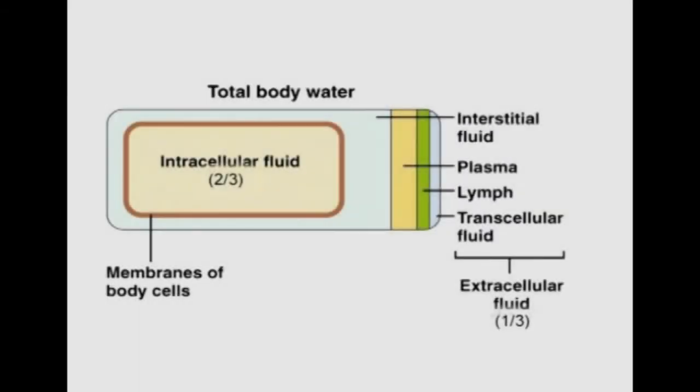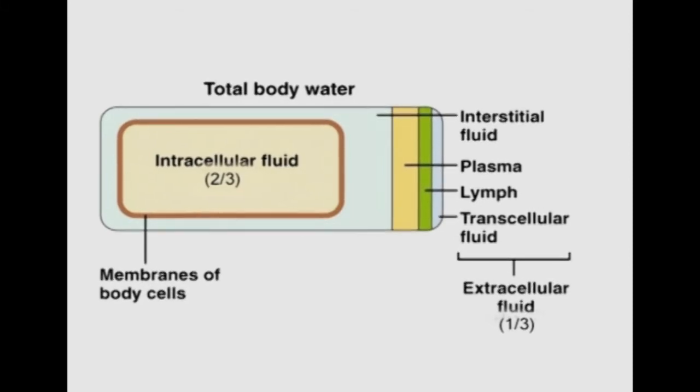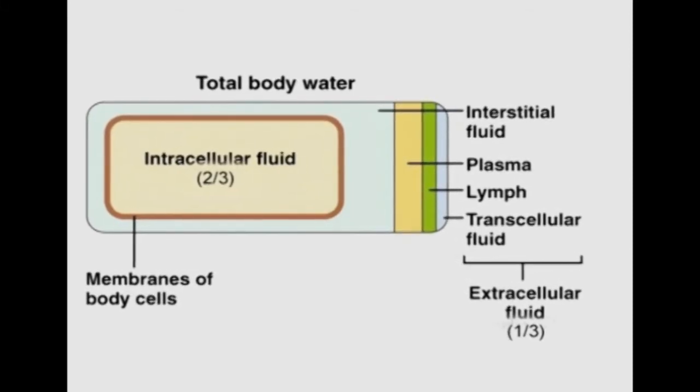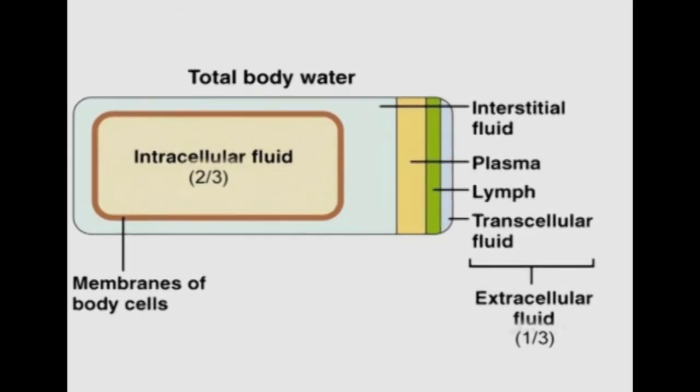So this is a diagrammatic representation of how the body fluid is divided: intracellular fluid, and the extracellular fluid which is made up of the interstitial fluid, plasma, lymph and the transcellular fluid. ICF and ECF also contain two major cations. These are sodium and potassium. So when we discuss water, we also need to look a little bit into sodium and potassium.